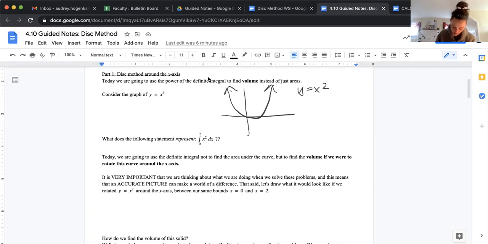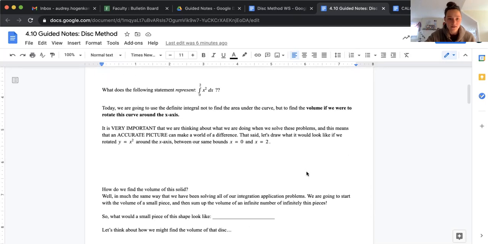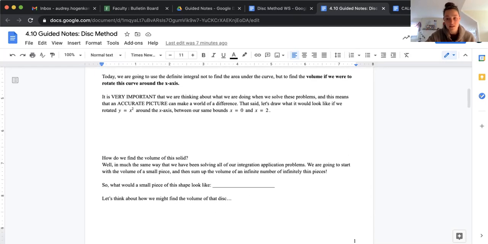And if you're thinking in your head, oh, the definite integral from 0 to 2 of x squared dx represents the area under the curve and between the x-axis, between x equals 0 and x equals 2, aka this little slice of area right here, then you would be absolutely correct. Today we are going to find the definite integral, not to find the area under the curve like we have in the past, but to find the volume if we were to rotate this curve around the x-axis. It is very important that we are thinking about what we are doing when we solve these problems.